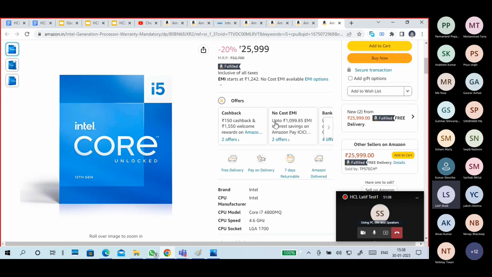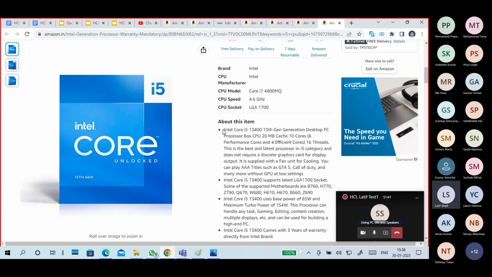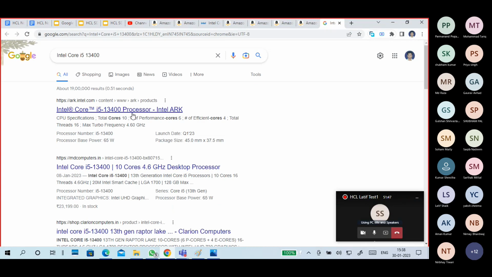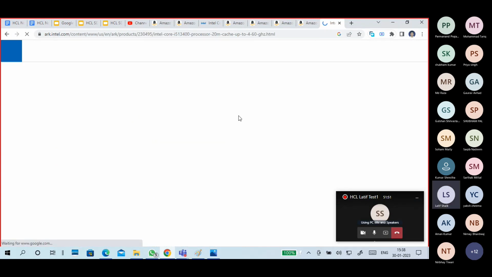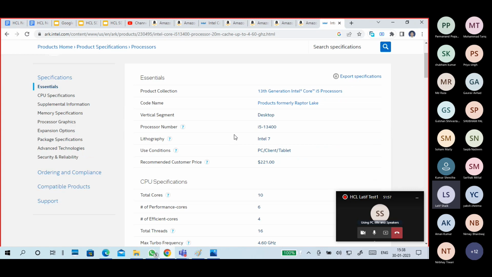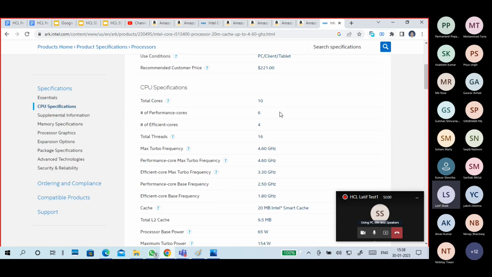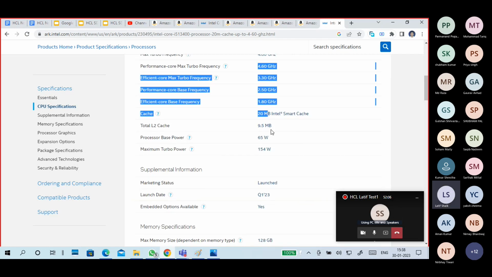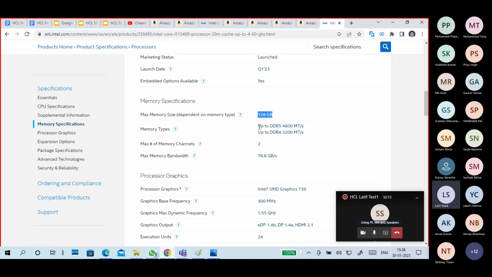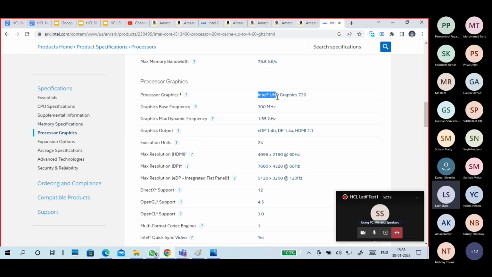Otherwise, I will search this one. It's not showing which model it is. The details are correct, but the F model is not shown. 20 MB cache memory, 4.6 GHz processing speed, 10 cores, 16 threads in total, and different frequencies. This is the power requirement. It supports 128 GB, both DDR5 and DDR4 types. It is showing processor graphics: UHD Graphics 730.